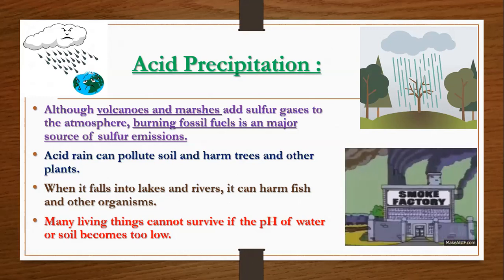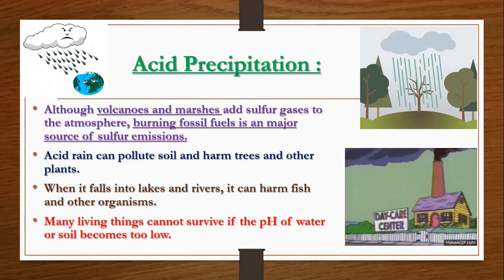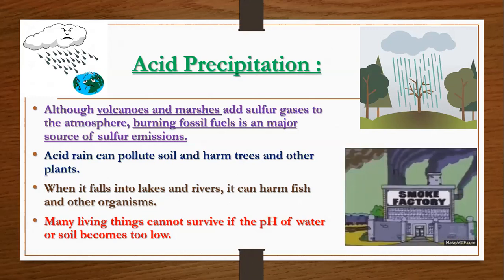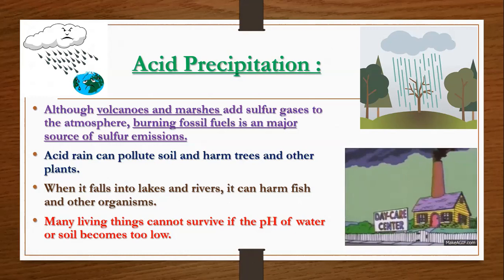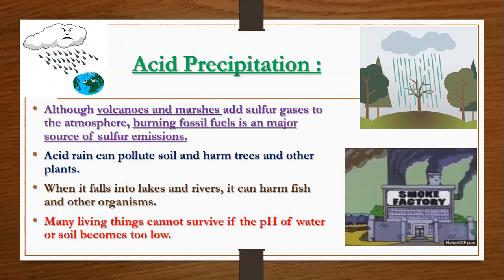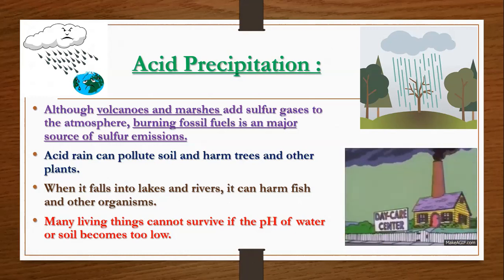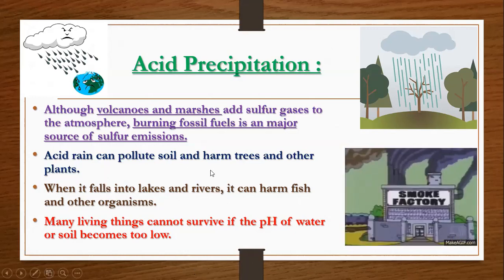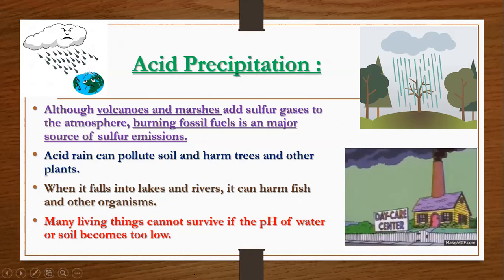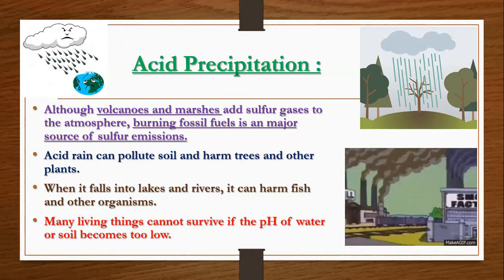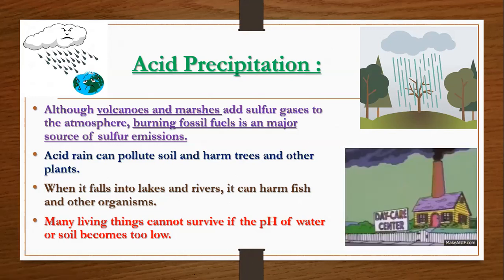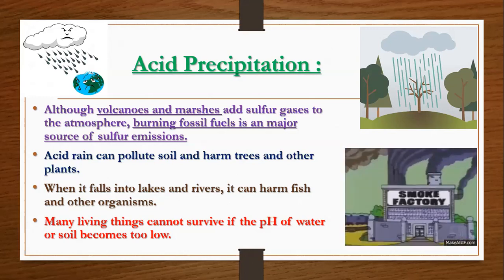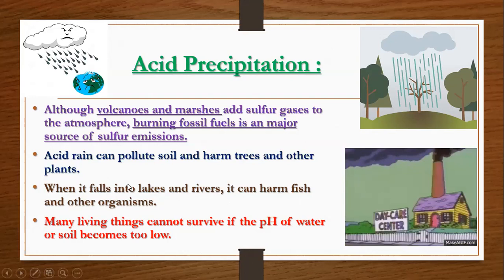What else? It can cause corrosion. What is the meaning of the word corrosion? When the metal becomes brown in color, it can cause erosion of the metals. So acid rain can also pollute soil. The soil will become acidic, and the plants cannot get the water, and it will prevent and harm the growth of the plants.